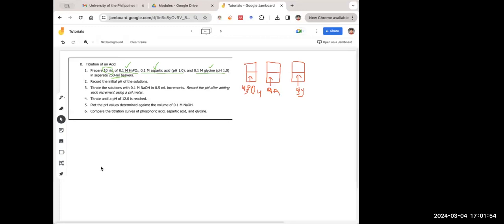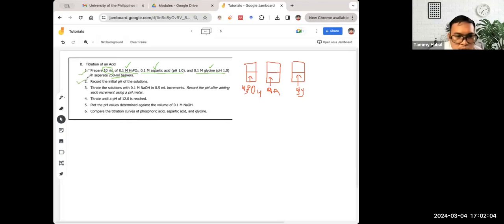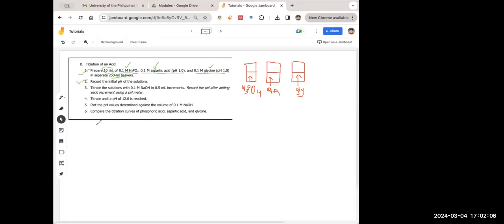I guess for number two, it's self-explanatory, right? Yeah. So we record the initial pH with the pH meter. Titrate the solutions with 0.1 M.